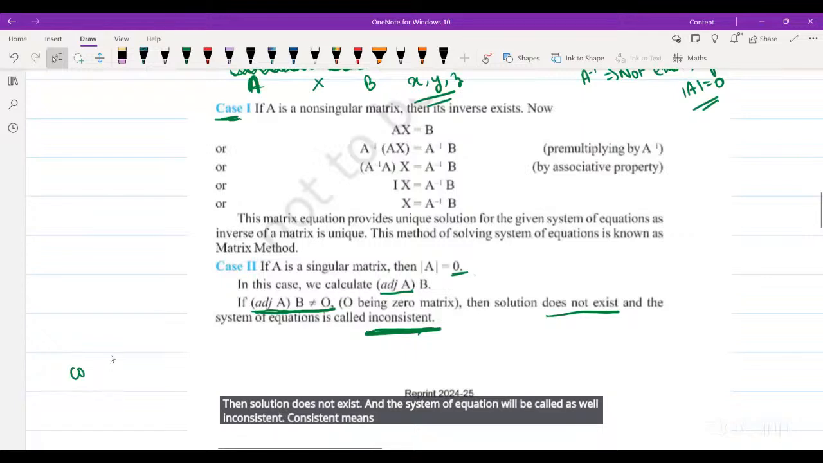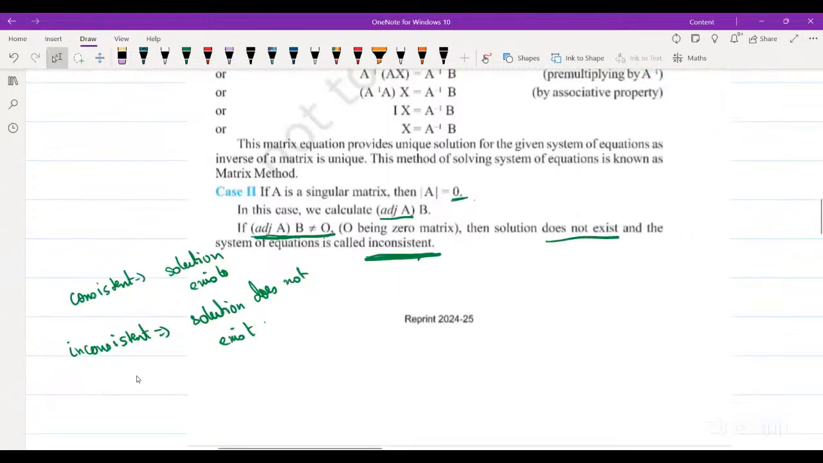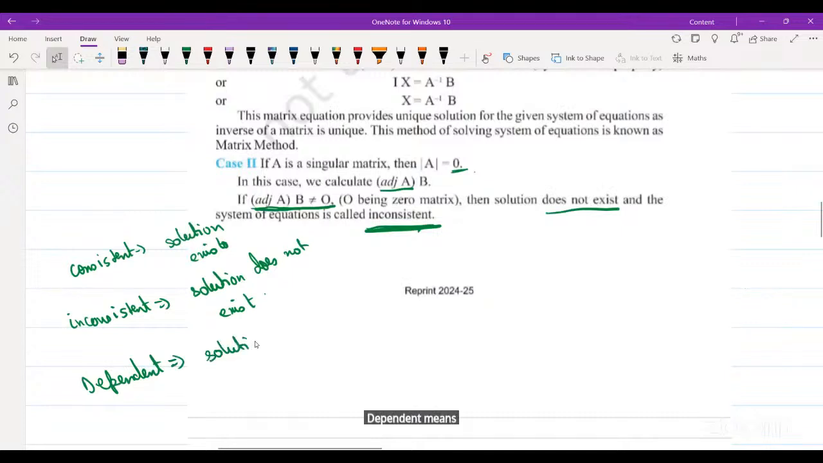Consistent means solution exists. Inconsistent means solution does not exist. There's one more, dependent. Dependent means solution will exist, means it is consistent, but infinite solutions. Infinite number of solutions. Is that clear, people?